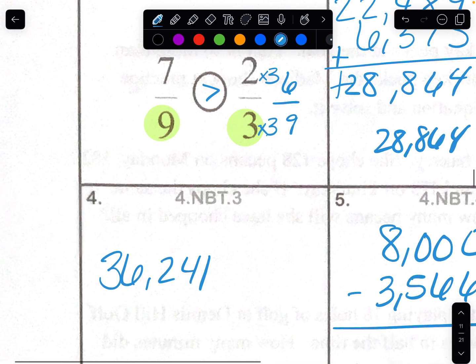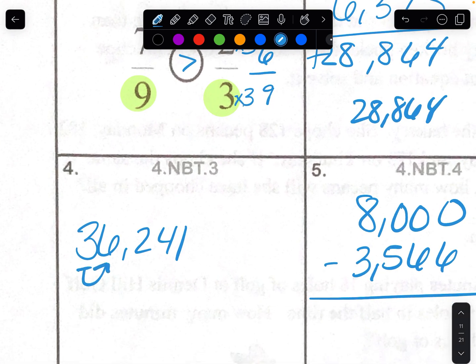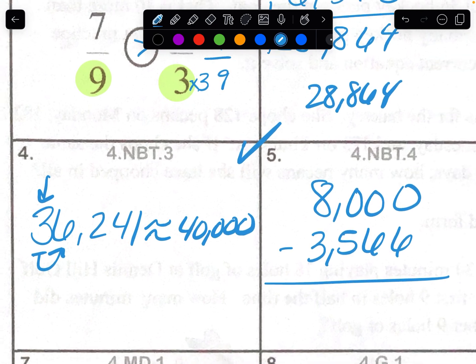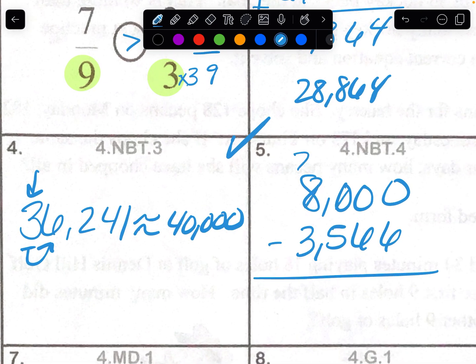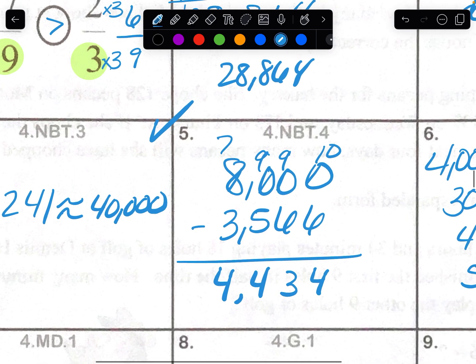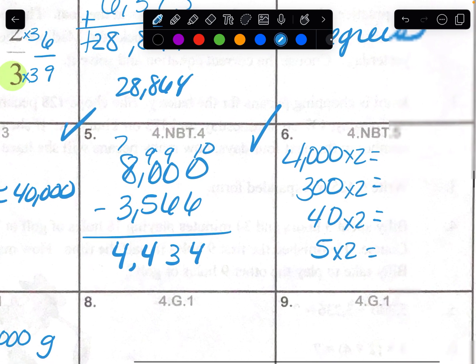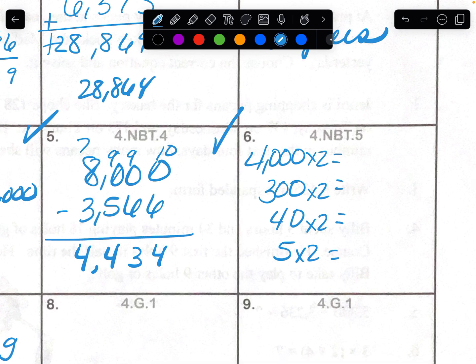All right, number 4, we're going to round to the nearest 10,000. So 10,000, look next door, it's a 6. With that rule, we have to round that number up for 40,000. All right, number 5, we are subtracting. You are going to have to do a little bit of regrouping here for 4,434 is the difference.